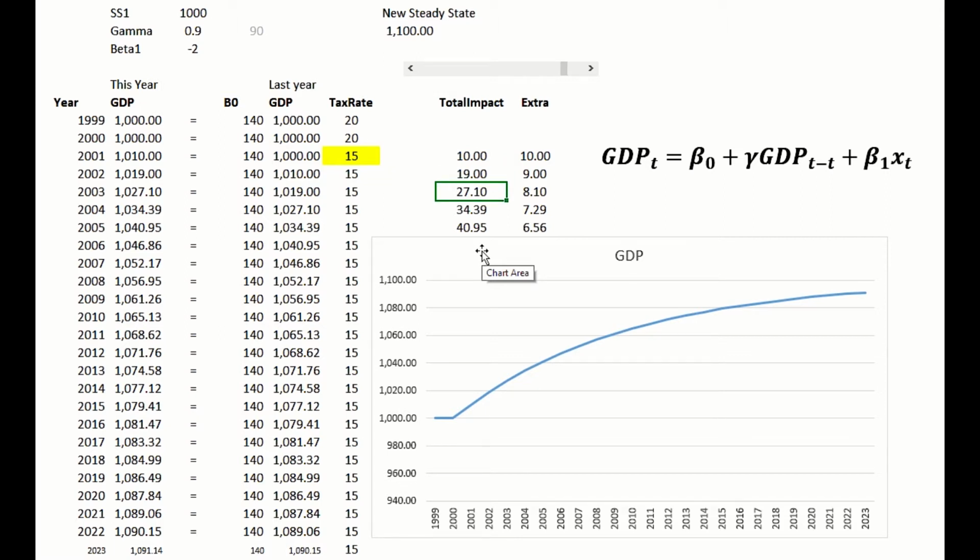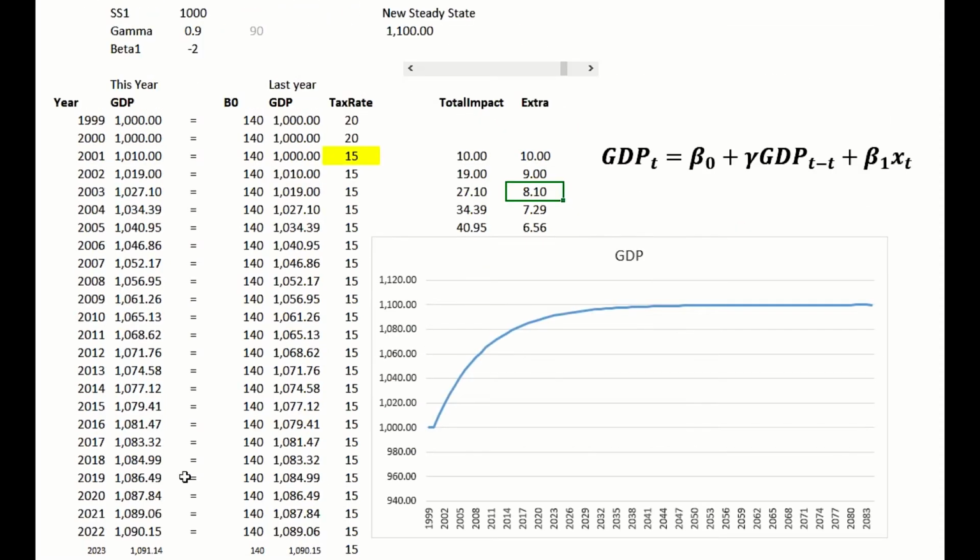And the marginal impact, the additional growth in GDP happening from this permanent change in the tax rate, is changing. It's decreasing. So first we got the full 10. Here we still increased. We got an increase of 9. And now this is 8.1, 7.29, etc. So we're increasing at a decreasing rate, and we could extend this out and see that as time goes on, we will hit a new steady state, and that new steady state will be 1,100.